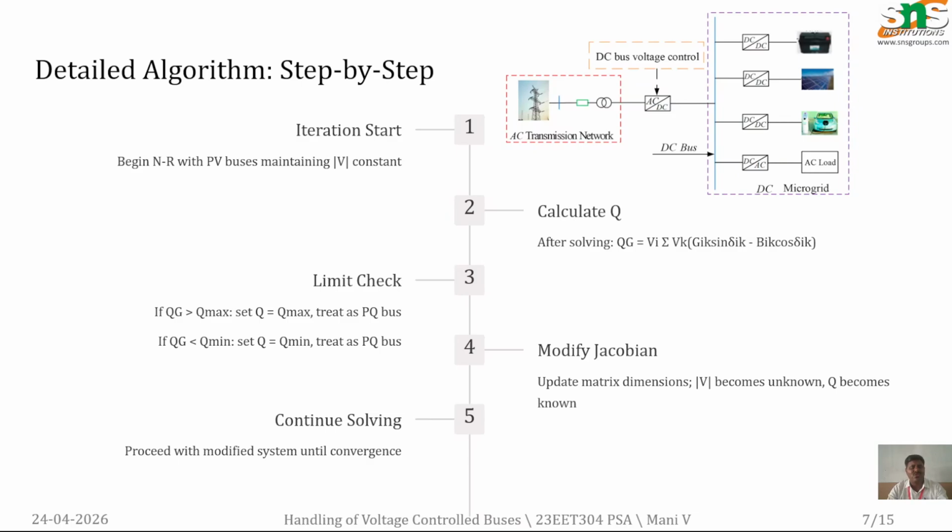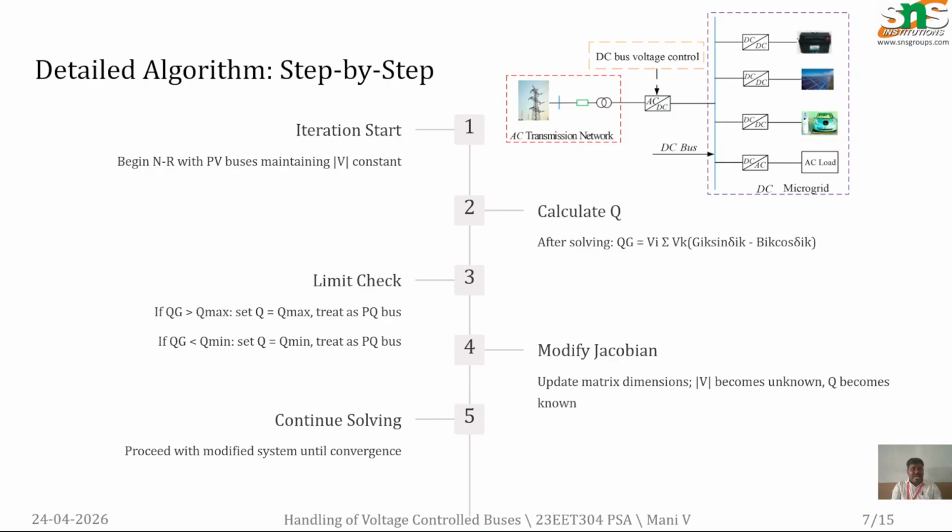Again, we start the iteration with zero count, and we use the Newton-Raphson method with the buses containing the PV bus, maintaining the voltage as constant. In the second step, we calculate the reactive power using the Newton-Raphson method. In the third step, we check whether the calculated reactive power is within the limit or not. If the calculated reactive power is within the limit, then we move to the next step. Else, there are two other options.